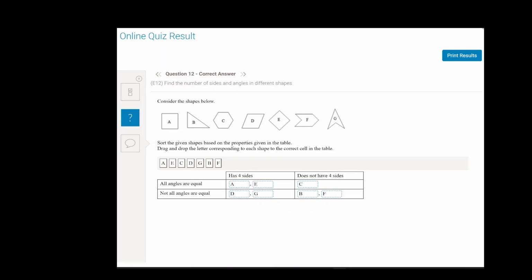Not all angles are equal and they have 4 sides. A, no. B, no. C, no. D, it does. It has 4 sides, but they're not all equal. E, no. F, no. G, yes. Because it's 1, 2, 3, 4.